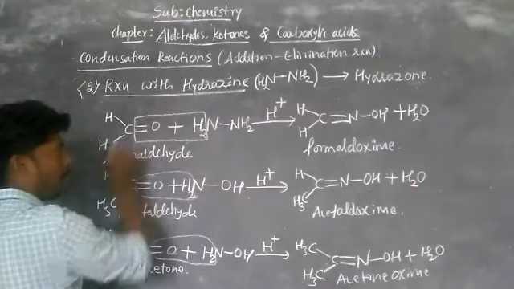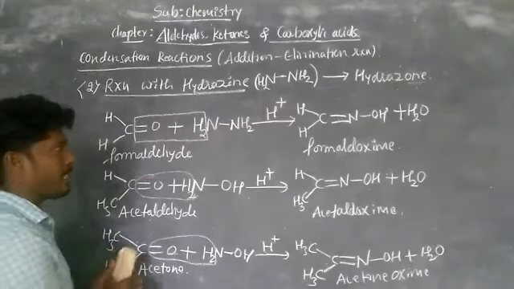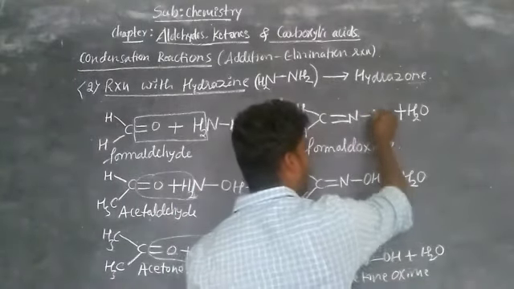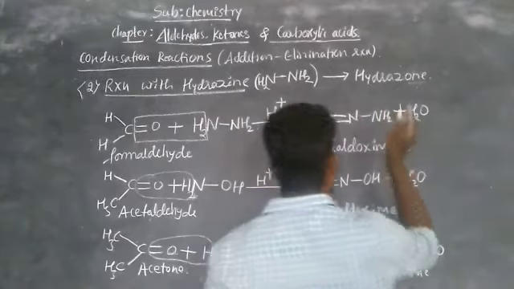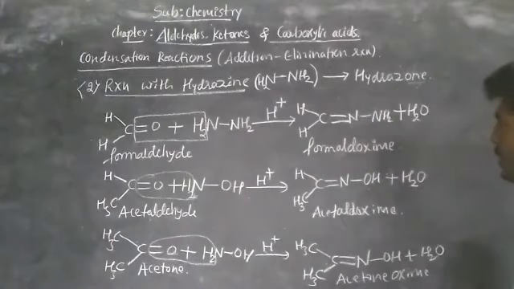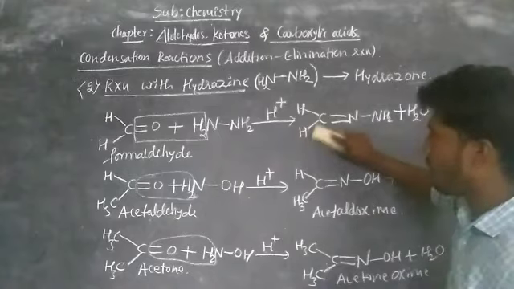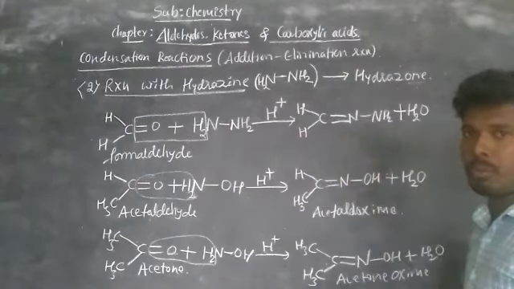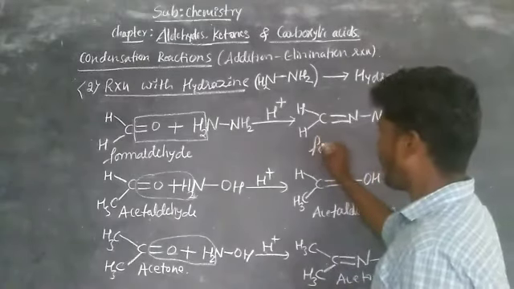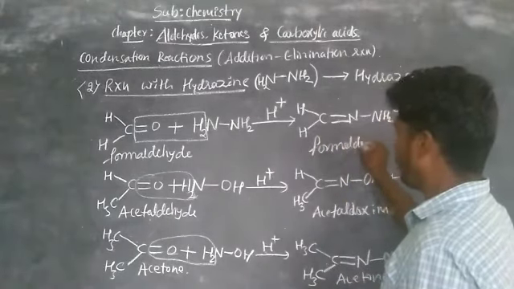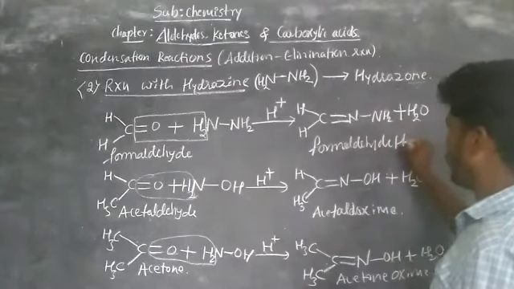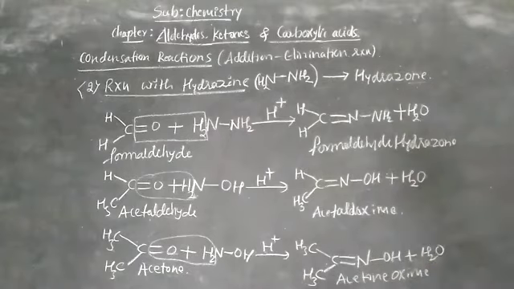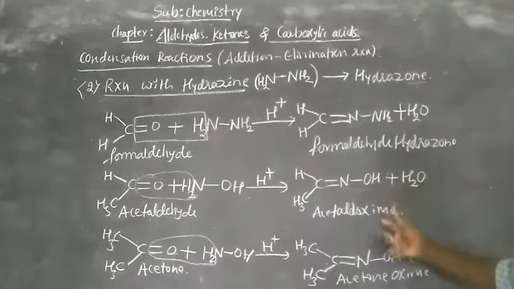Now these two are combined together and elimination of water takes place. In place of O here there is NH2, so again write NH2. This is the product. Very easy, students. Now what is its name? This is formaldehyde and we call it hydrazone, right? Formaldehyde hydrazone. Its name is formaldehyde hydrazone.